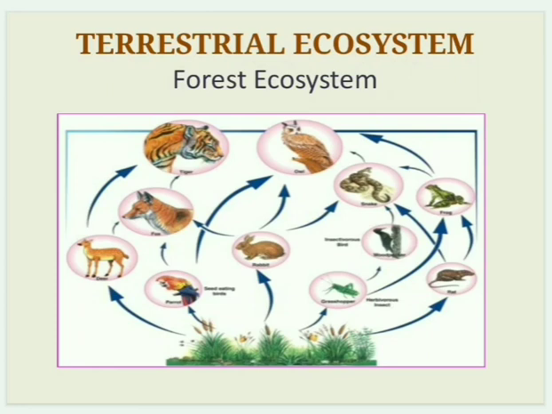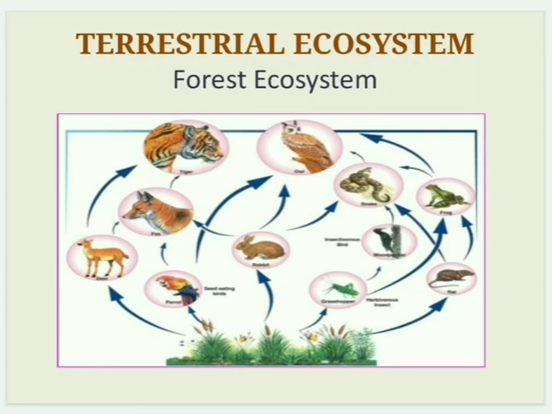Coming to the terrestrial ecosystem, I told you three types: forest, desert and grassland. The first one is the forest ecosystem. In a forest ecosystem, tall and dense trees grow. Trees provide shelter to birds and animals. Rainfall will be moderate to heavy. There are 5 types of forest: tropical rainforest, tropical deciduous forest, tropical scrub forest, temperate rainforest and temperate deciduous forest.